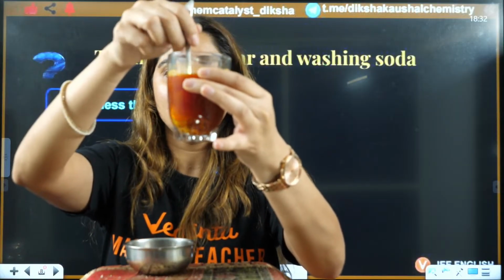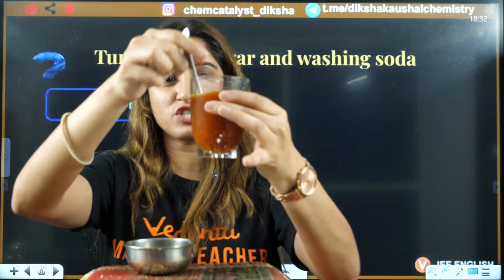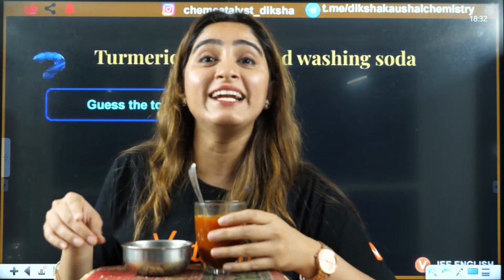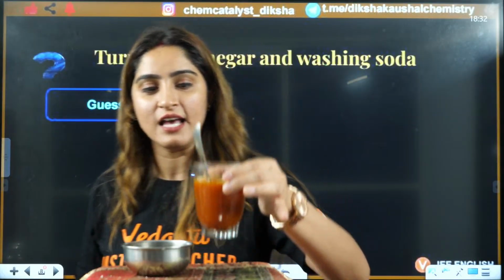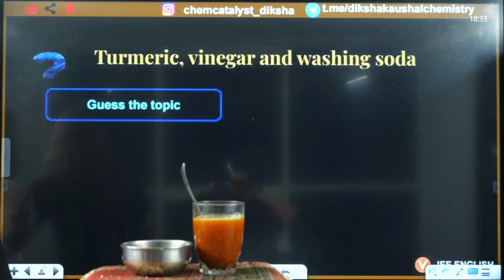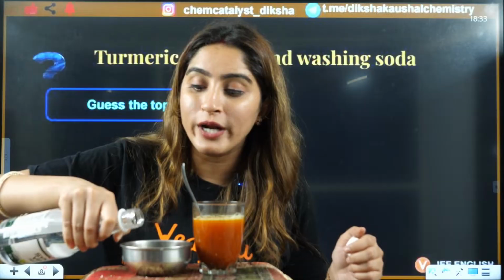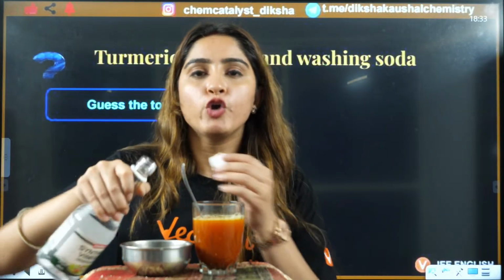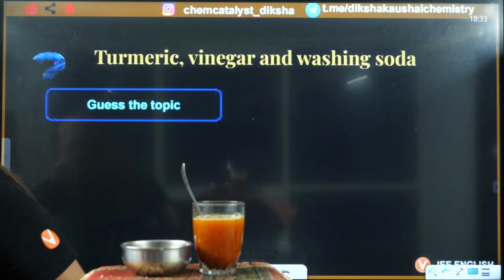Can you see at this point, the color has not changed to that much level, because it is an indicator. It will indicate only when all the acid and base has reacted. Right now, all the acid and base has not reacted. So it will show the full color of turmeric only when full acid and base has reacted. So I'll have to add more vinegar. If you see in labs, you do it with the help of a burette. You add drop by drop, then you see at what point the color will change. That is the point.